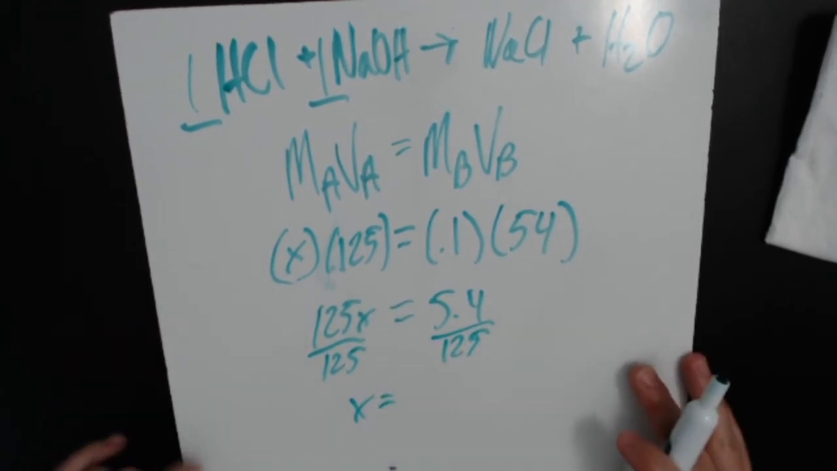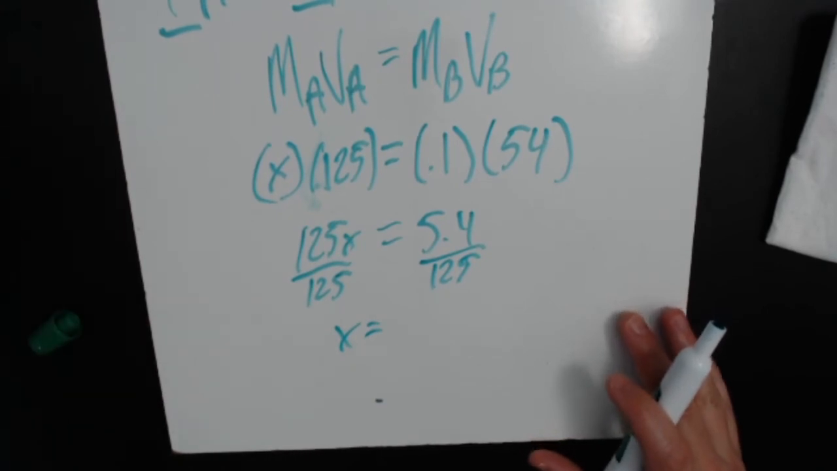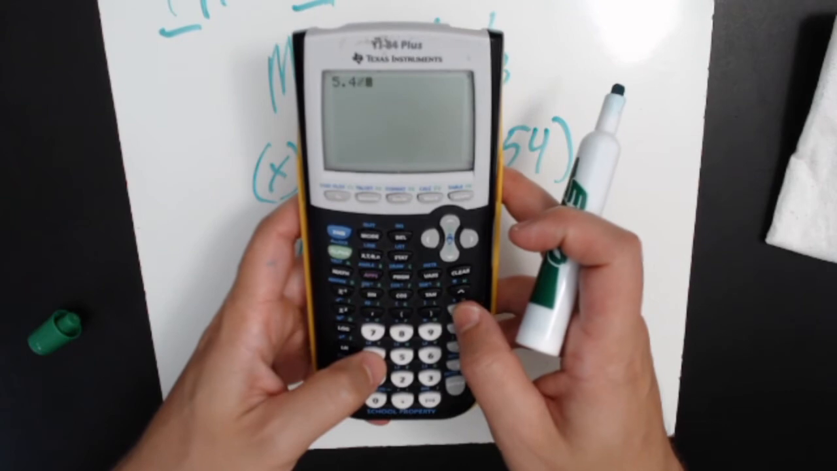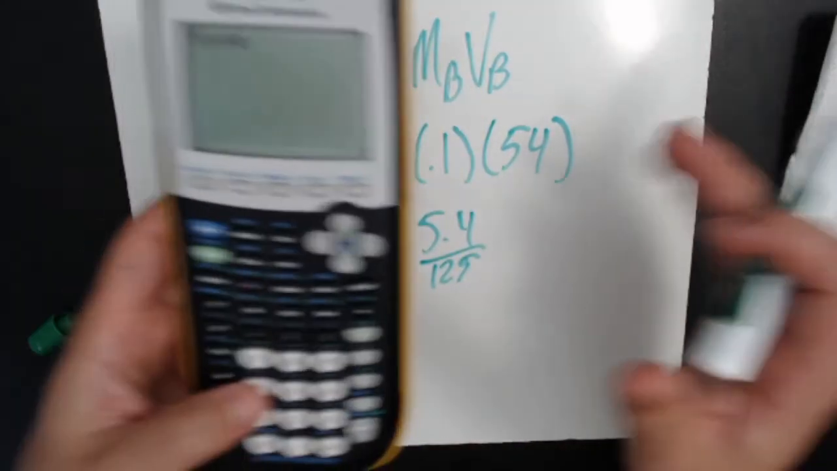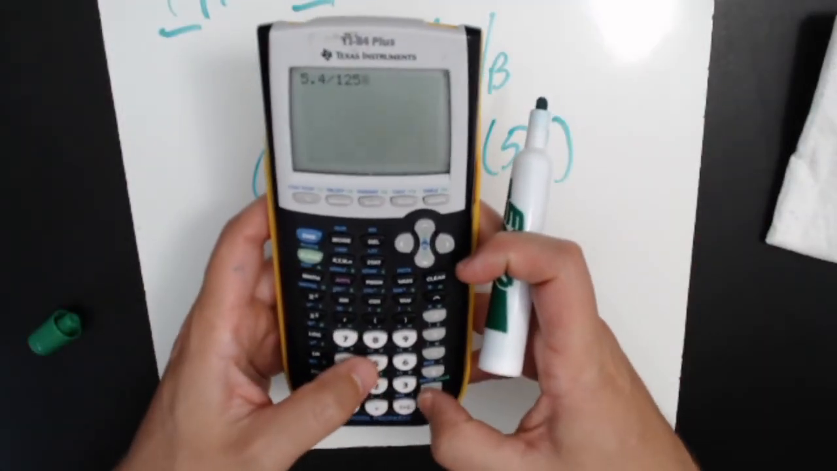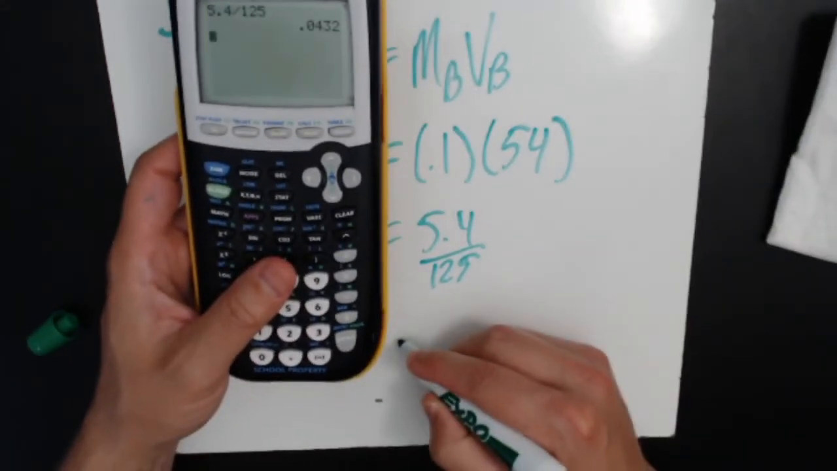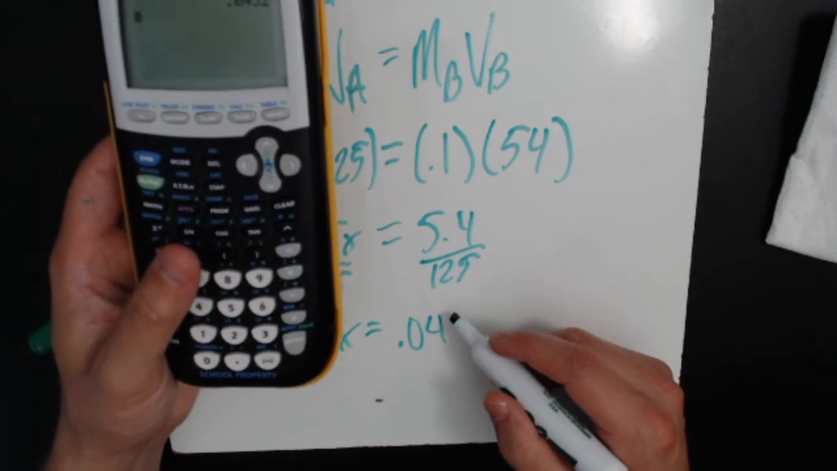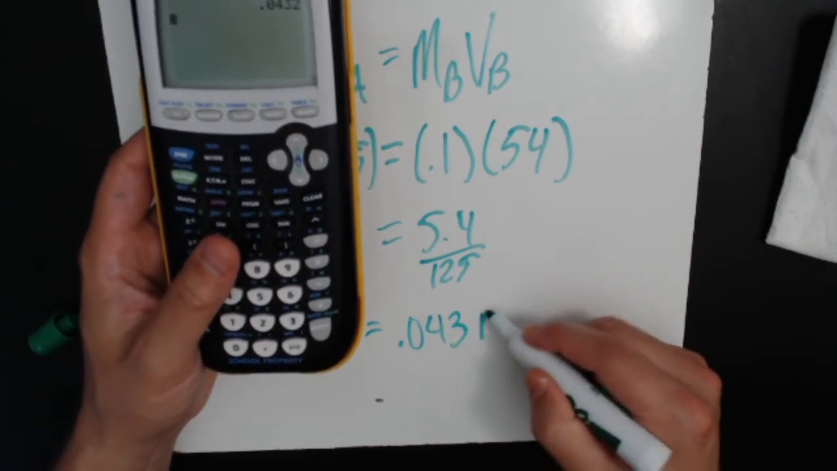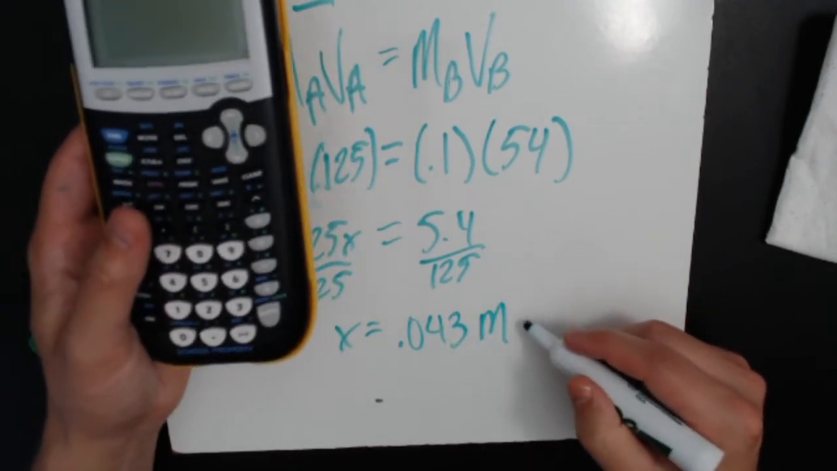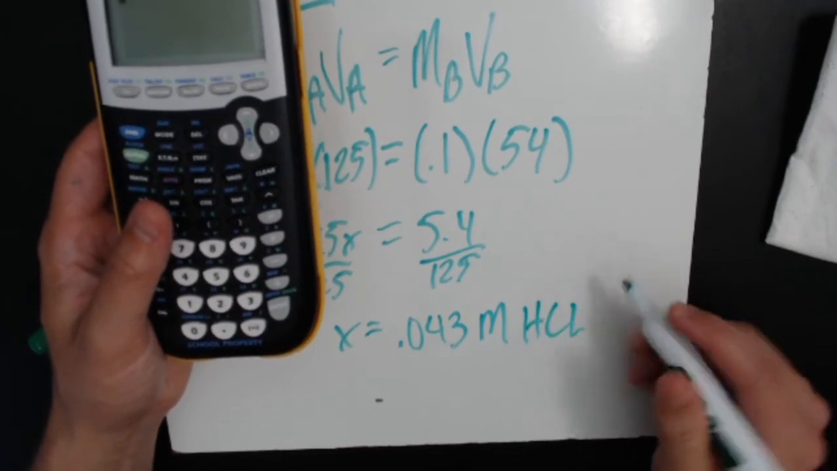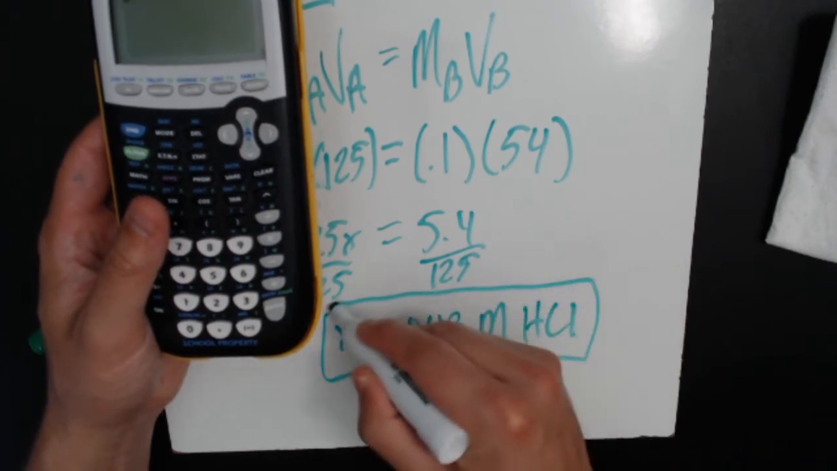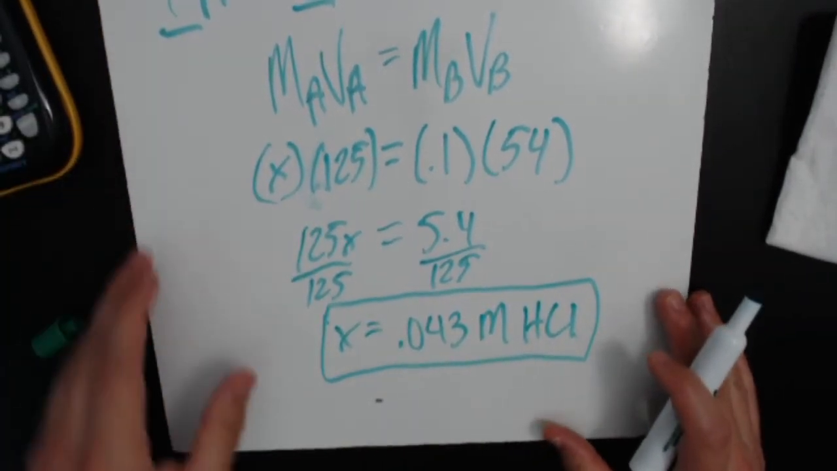So our molarity will be 5.4 divided by 125. That's 0.04, let's say 0.043 molar HCl. There you go. That's simple.